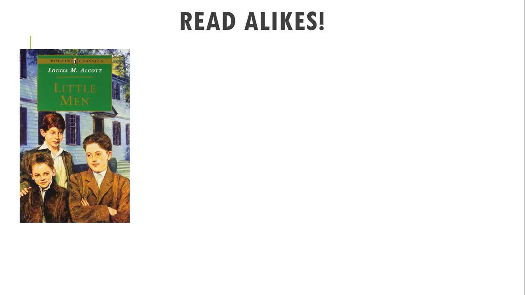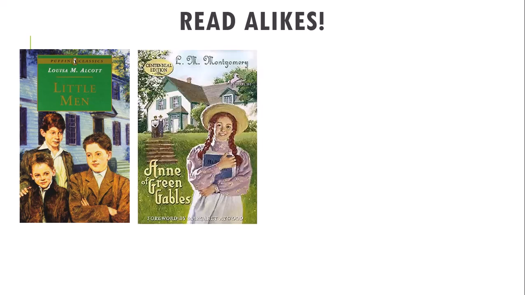So if you end up liking this book, the author also wrote Little Men and then Jo's Boys, the sequels to this novel. And Anne of Green Gables is another coming-of-age book set a little bit later in the early 1900s, again following the story of a character going from girlhood to young womanhood and becoming an adult.